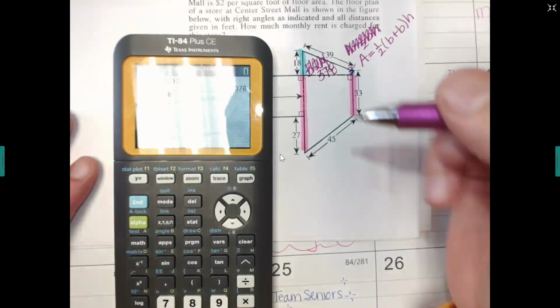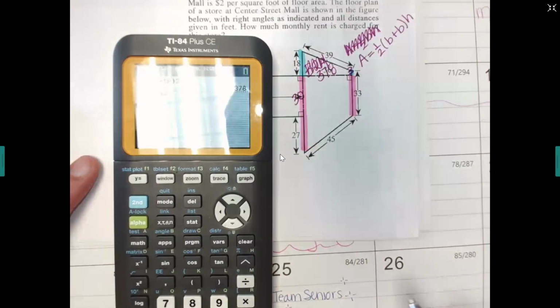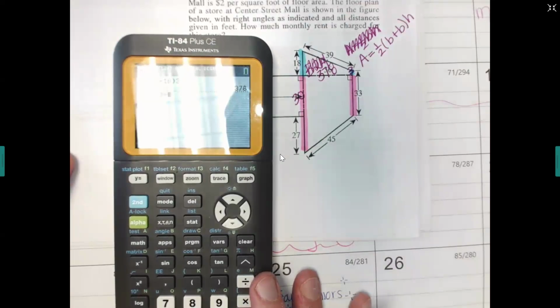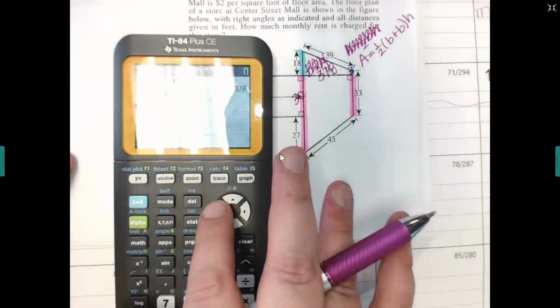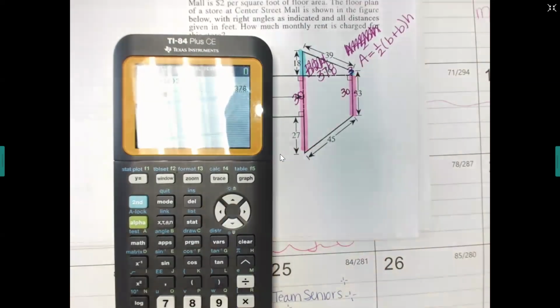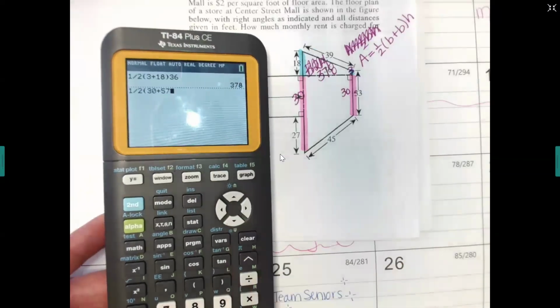Wait, it wouldn't be 33, it would just be 30. Correct. For the first piece, it wouldn't be. Ah, dang, you're right. Okay, thank you. This would be 30, because remember, those top little pieces go to the blue trapezoid. I just did the whole thing with the trapezoid. Oh, you could do that too. That probably is easier. So this is 30. This is 30 plus 27, which would be 57. And then your height between them is 36.